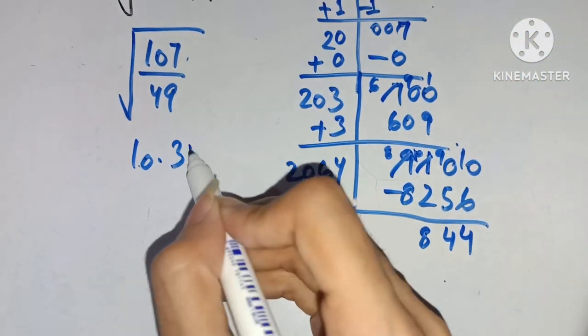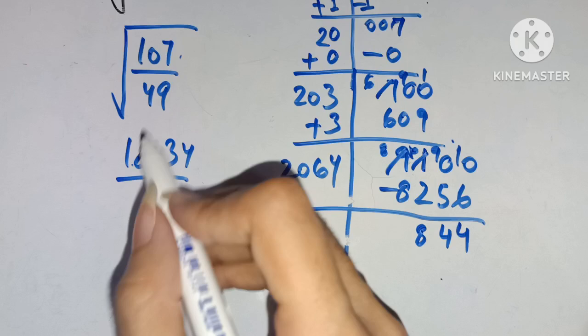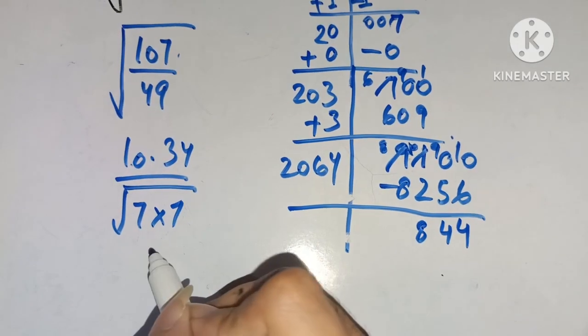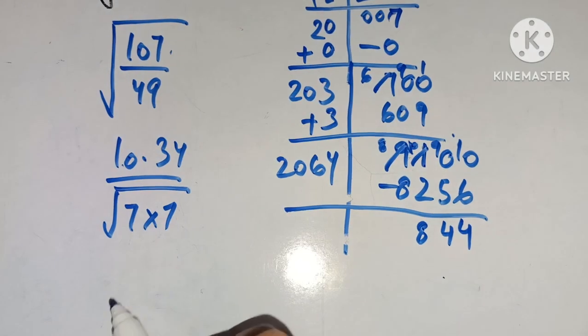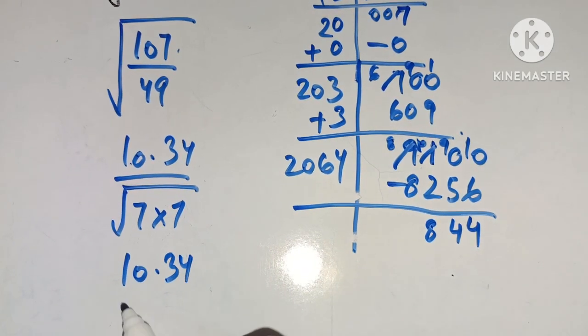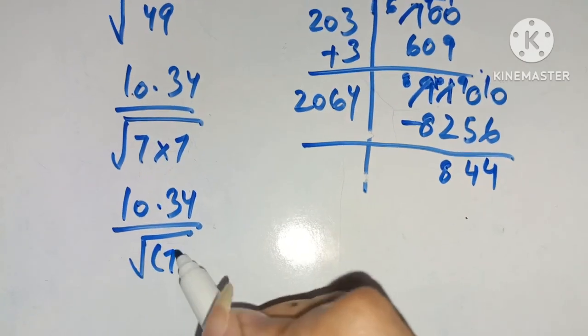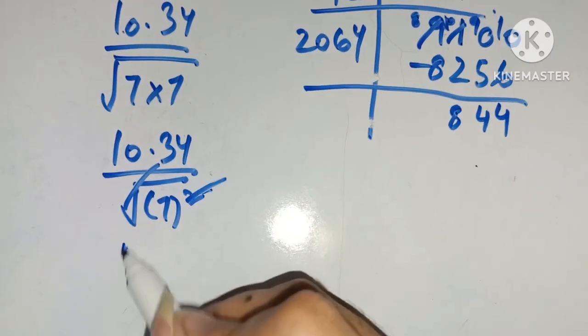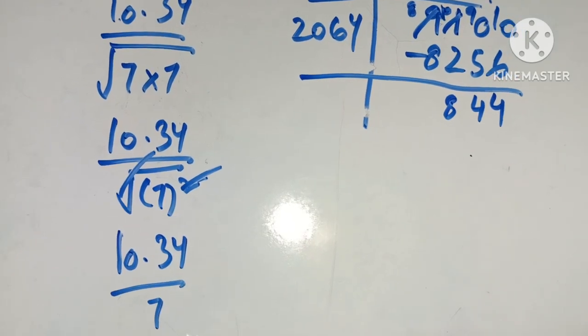So 10.34 divided by, we now take out 7 multiplied by 7 as the perfect square of 49. So we will just take 7 one time, and write it over here like this. The square root will be cancelled by the square. So 10.34 divided by 7.